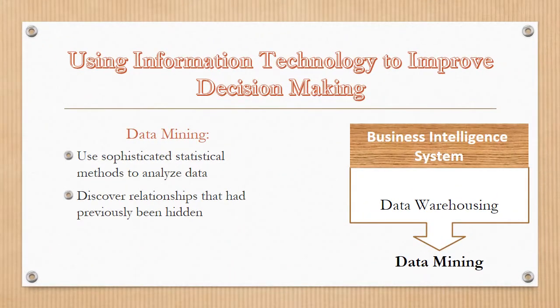Using information technology to improve decision making. Decision support systems provide access to data and the processing power to convert the data into information. Data mining uses sophisticated statistical methods to analyze data and discover relationships that had previously been hidden.